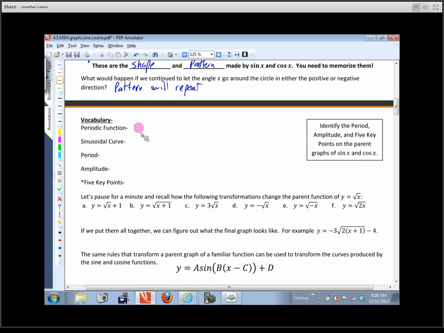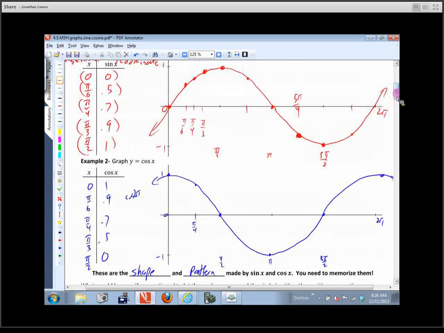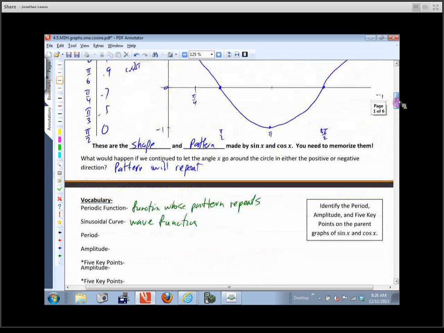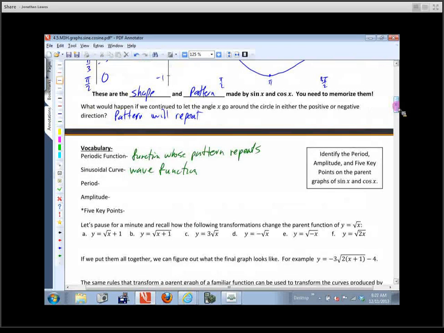Okay? So a periodic function is a function whose pattern repeats. Sometimes we call them cyclic functions. And we have this fancy word right here. It's called a sinusoidal curve. Basically, that's a fancy word for a wave function. So since both of these are wave functions, their shapes are in the shape of a wave, we call that a sinusoidal function. Now that's not a big deal. Maybe you'll win Jeopardy someday on that.